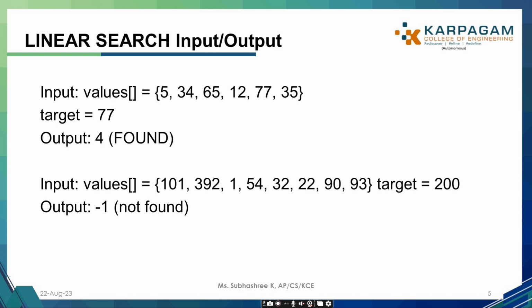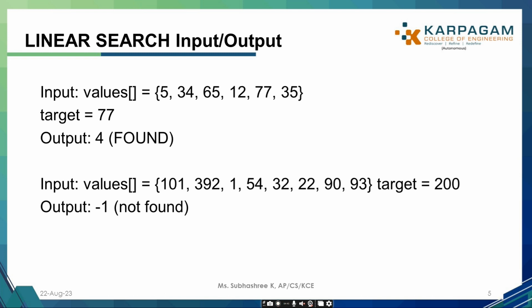And then the second test case includes 8 values, and the target value to be found is 200, which is not found at all. It starts with index 0 with the value 101. 101 is compared with 200, it is not found, and then the iteration is incremented to the next index. The value is 392, it is compared with 200, still it is not found, and then incremented by 1.